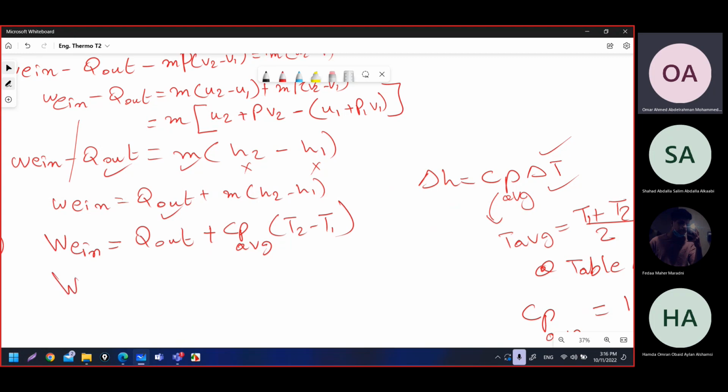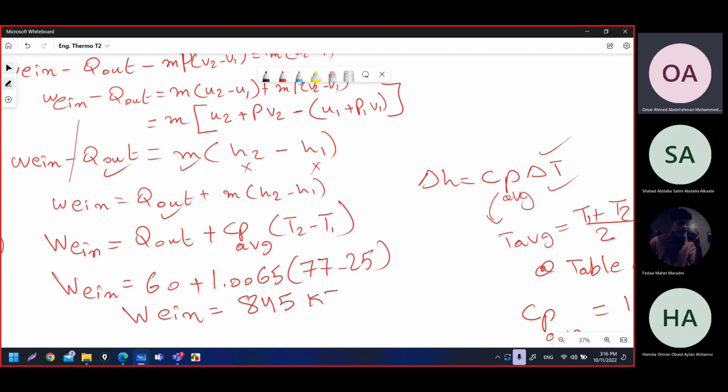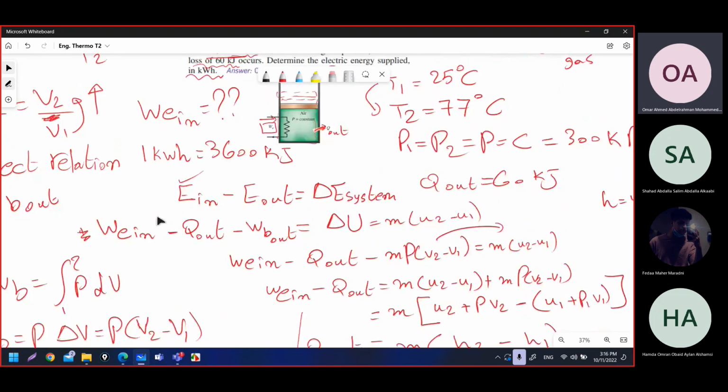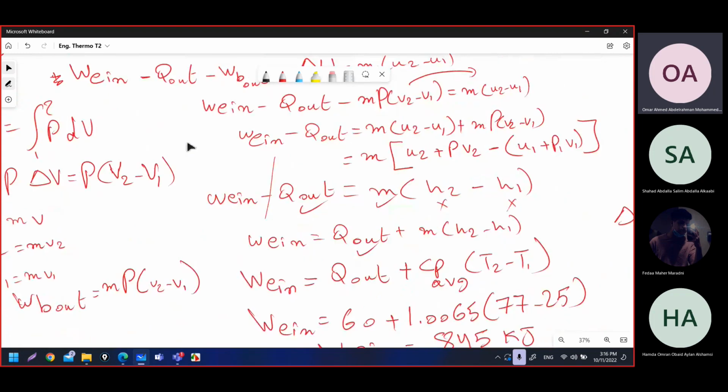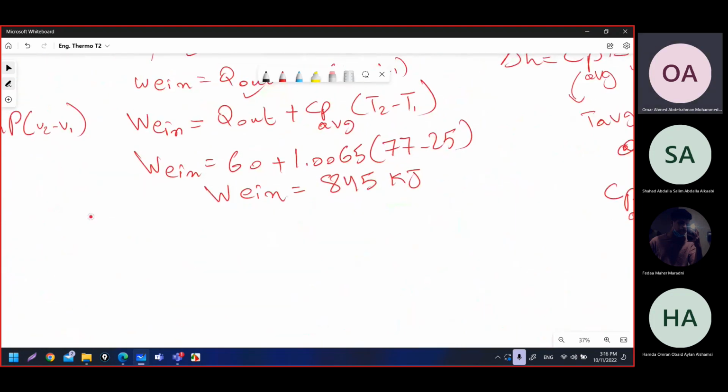So W_in is equal to Q_out, which is 60, given in the question, plus m Cp, where Cp we said is equal to 1.0065, times 77 minus 25. This will give you that W_in is equal to 845 kilojoule. He asked in the question for the unit to be kilowatt hour, so I will divide by 3,600. And this will give you 0.235 kilowatt hour. And by this we finish this question.